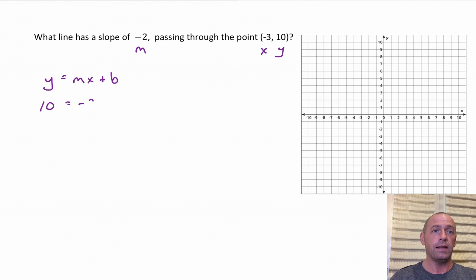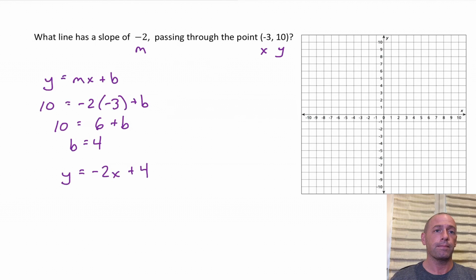So 10 is equal to -2 times -3 plus b, or 10 is equal to 6 plus b. Subtract 6 from each side, you'll get a y-intercept of 4. So the equation of our line would be y equals -2x plus 4.